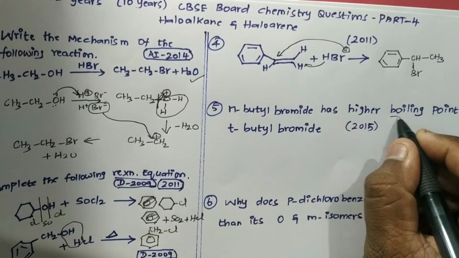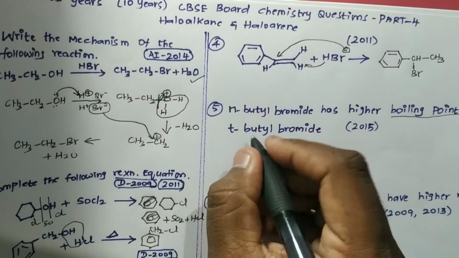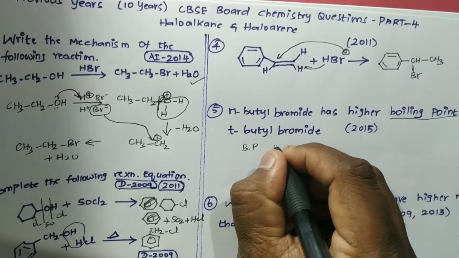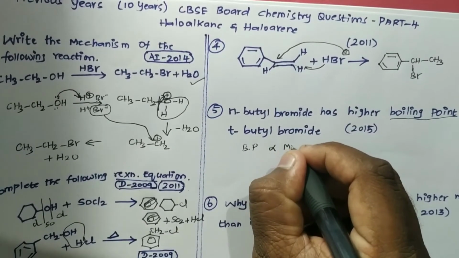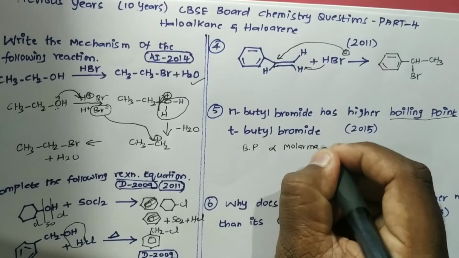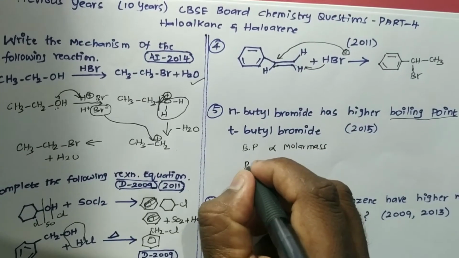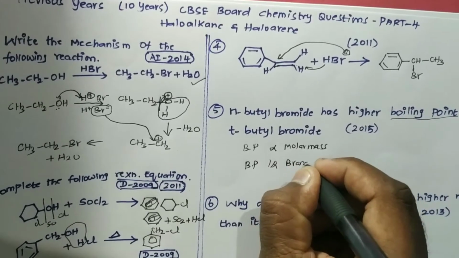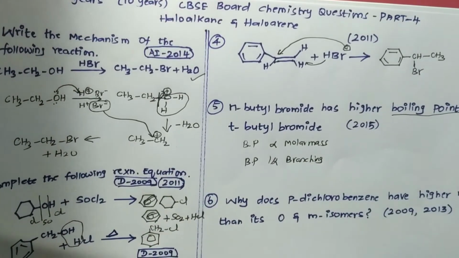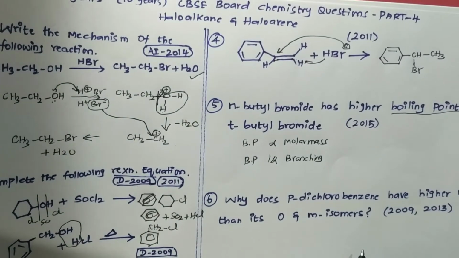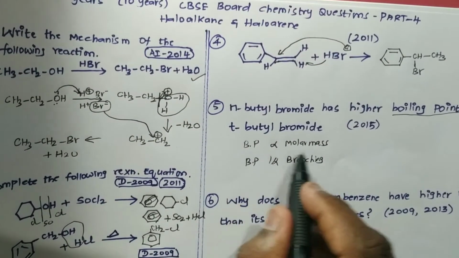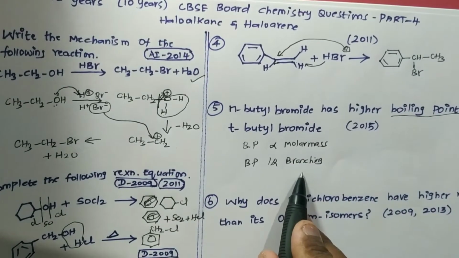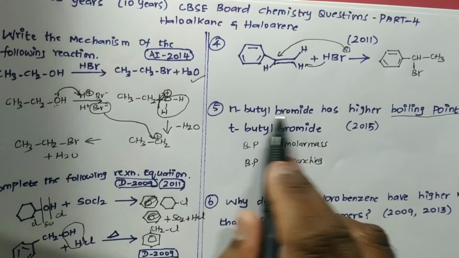As you know, boiling point generally depends on two factors. One is that boiling point is directly proportional to molar mass. And the second thing is that boiling point is inversely proportional to branching. So these two concepts should come to our mind. Boiling point is directly proportional to molar mass and inversely proportional to branching. Now we can compare these two things.